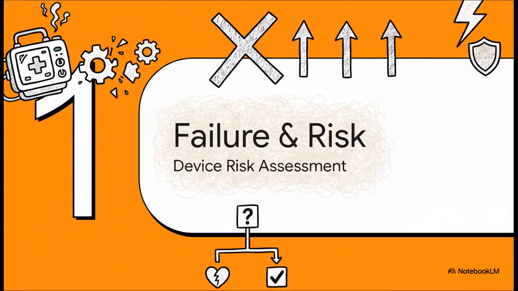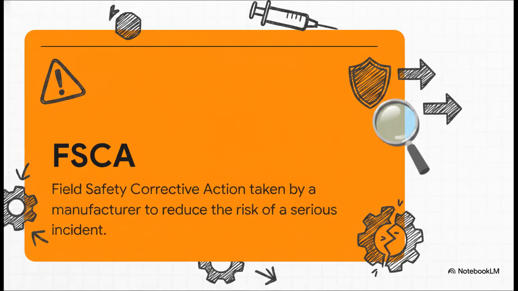All right, kicking things off with Section 1, Device Failure and Risk Assessment. Before we get into the weeds, we absolutely need to nail down two foundational acronyms from the source material that you are going to hear constantly. First, an FSCA. That's a Field Safety Corrective Action. This is the actual physical or administrative action a manufacturer takes to reduce the risk of a serious incident. Then we have the FSN, or Field Safety Notice. This is the formal communication sent to your users and customers explaining that FSCA. You literally cannot have a successful recall without mastering both of these.